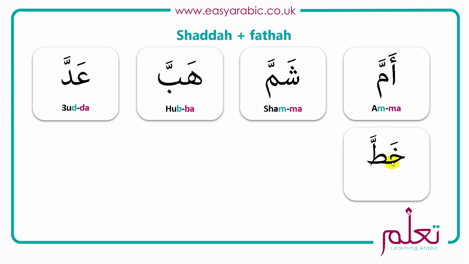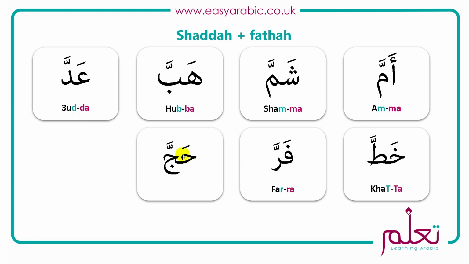Next one is Kha with the Fatha and the Ta with the Shadda and the Fatha. So it will be Khatta. Next one is Fa with the Fatha and the Ra with the Shadda and the Fatha. This is Farra. Next one is Ha with the Fatha and the Jim with the Shadda and the Fatha. This is Hajja.